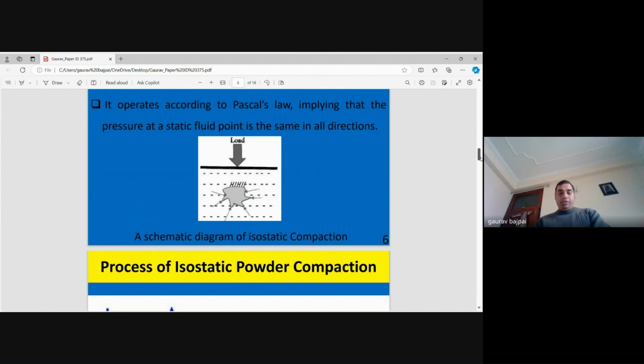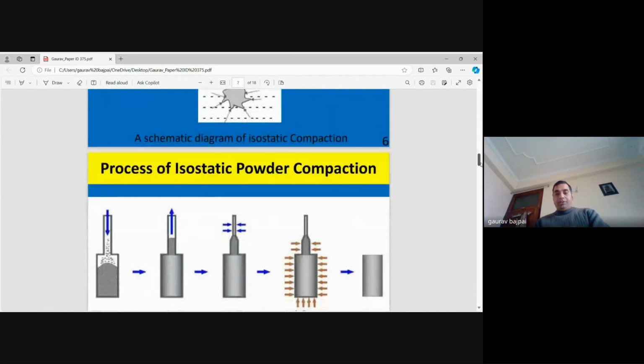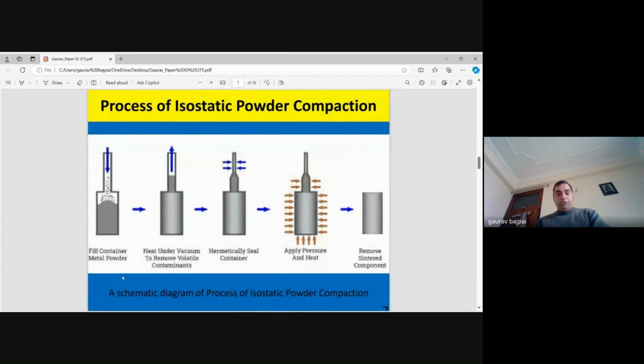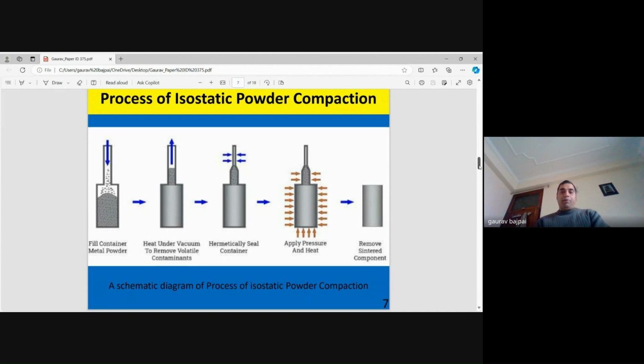So the process of isostatic powder compaction, I want to repeat once again. First of all, you fill the container with a metal powder, then heat under vacuum to remove the volatile contaminants, then hermetically seal the container, and then apply the pressure and heat. After that, you can achieve a very good, non-porous sample. So this is the process of isostatic powder compaction.